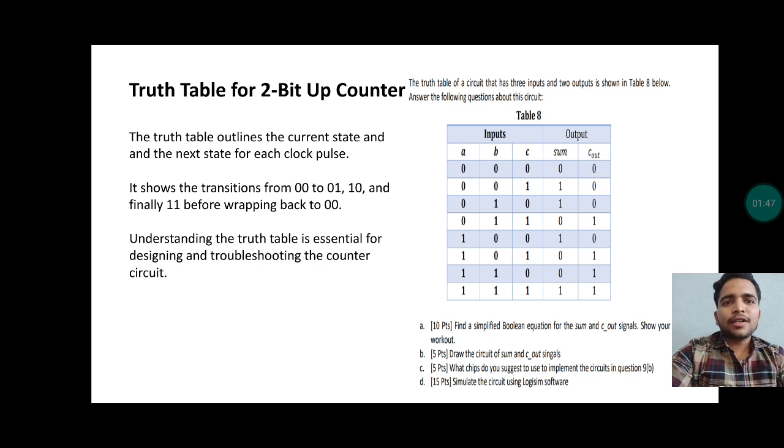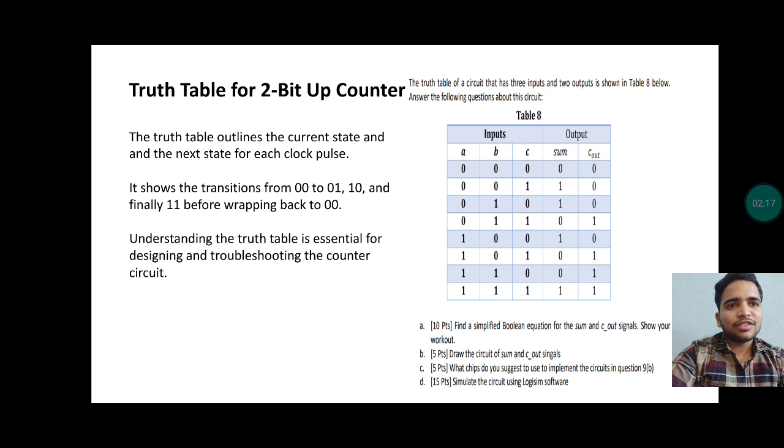The truth table for 2-bit up counter. The truth table outlines the current state and the next state for each clock pulse. It shows the transitions from 00 to 01, 10 and finally 11 before wrapping back to 00. Understanding the truth table is essential for designing and troubleshooting the counter circuit.